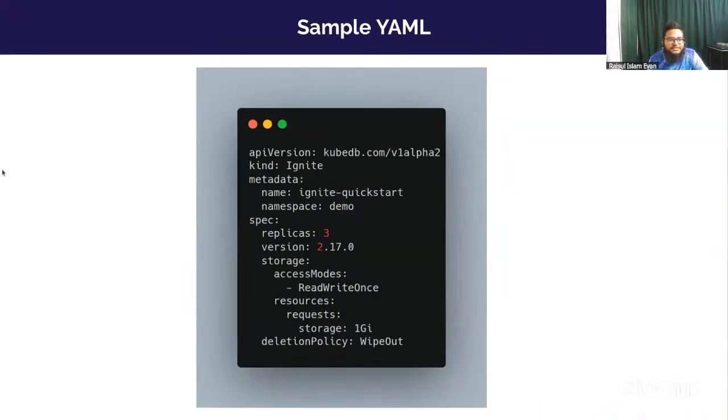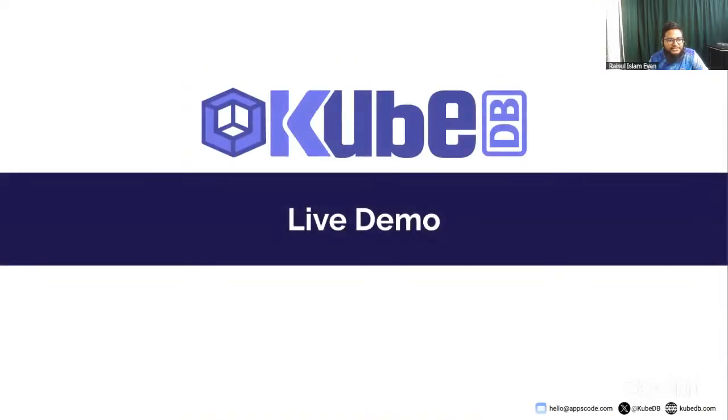Here you can see the simple YAML of the Apache Ignite. In the live demo session, I will use this YAML. So here is our live demo. In the live demo, I will create an Ignite custom resource on Kubernetes using KubeDB. Let's start.